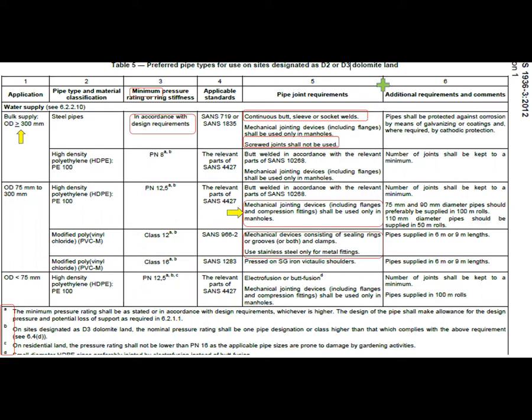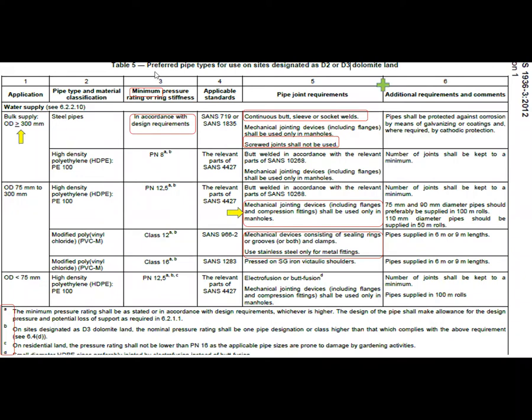But before I do this, let me just try and quickly explain the table to you. On this side over here, under 1, it says the application. So you'll see it says bulk supply, outside diameter equal to or greater than 300 millimeters. And then obviously the pipes, materials that they would accept.